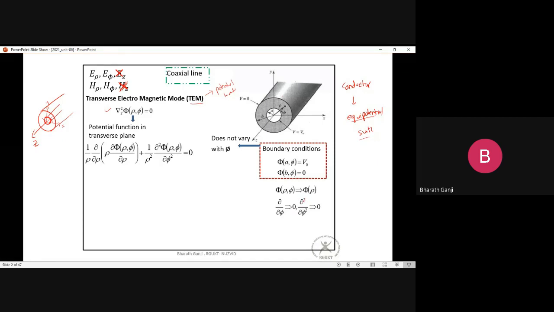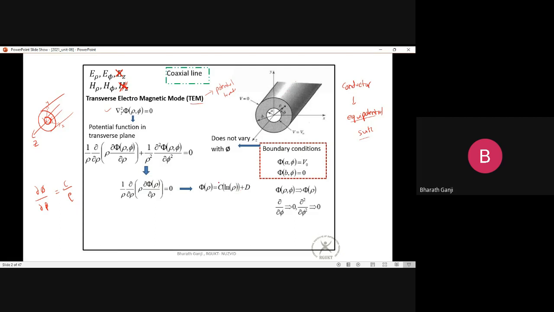If I do that, I have to replace the second derivative with respect to phi by zero. Then you can see that I get an equation like this. What is the solution of this equation? The derivative with respect to rho of something is zero, that means this factor must be a constant. Say I take this as some constant C. Then I have to solve the equation d phi by d rho is equal to C by rho. The derivative is 1 by rho, so you can already guess the solution is ln of rho. So this becomes the solution to this equation.